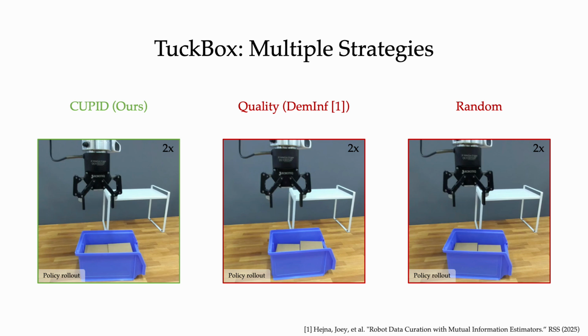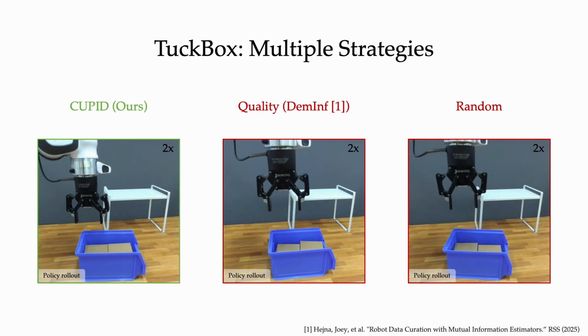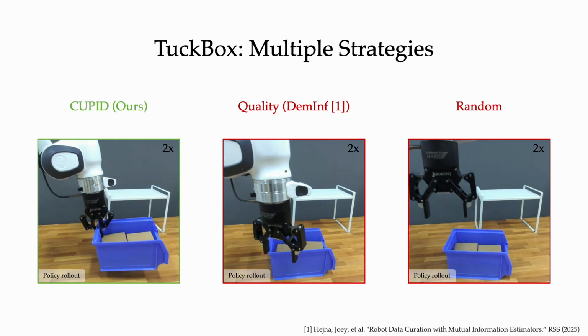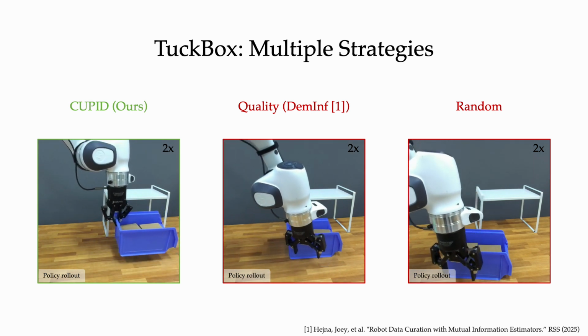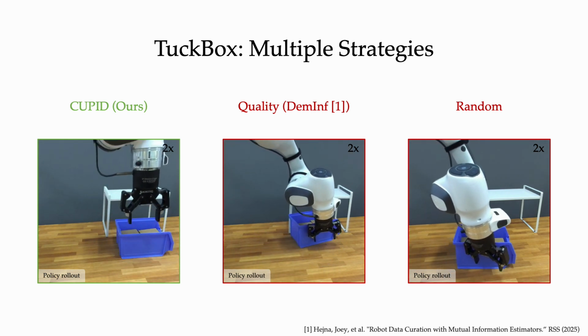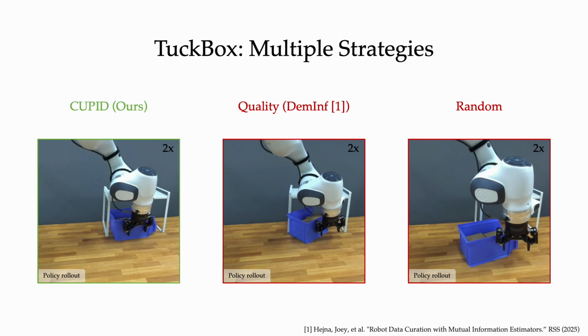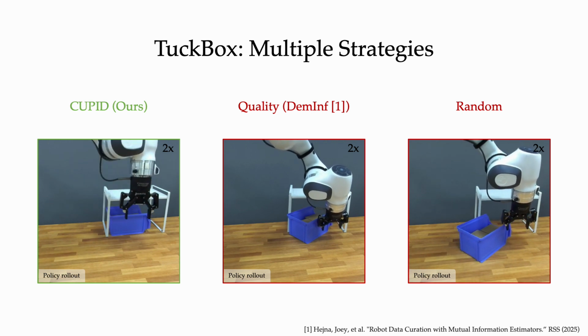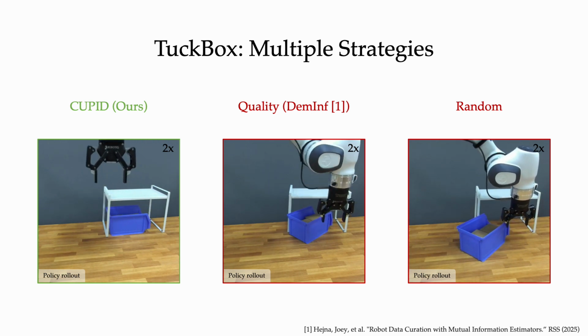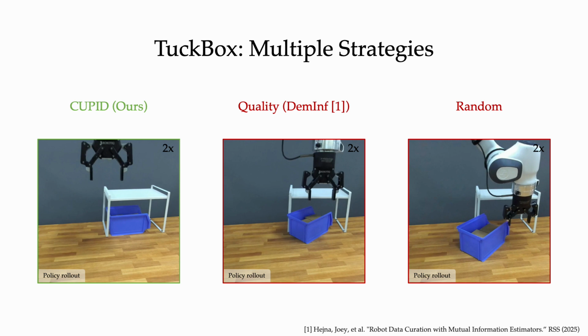On the Tuckbox task, CUPID correctly attributes observed policy failures at test time to sliding-only demonstrations, resulting in a policy that prefers the more reliable pick-and-place strategy. In contrast, the quality-seeking baseline mistakenly removes the less smooth pick-and-place demos, reinforcing the unreliable sliding behavior at test time. Random choice yields negligible performance gains.